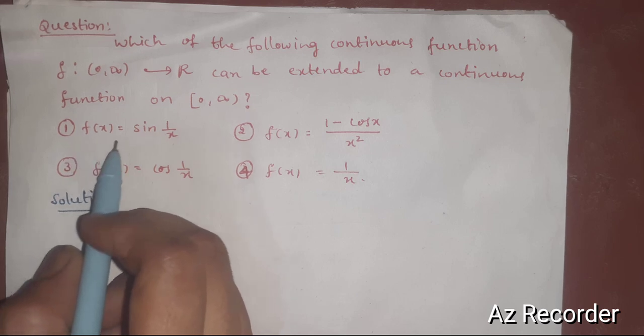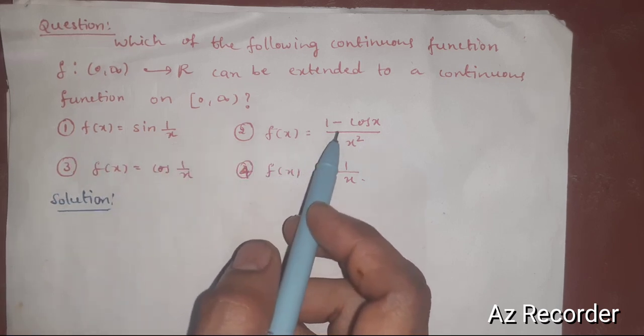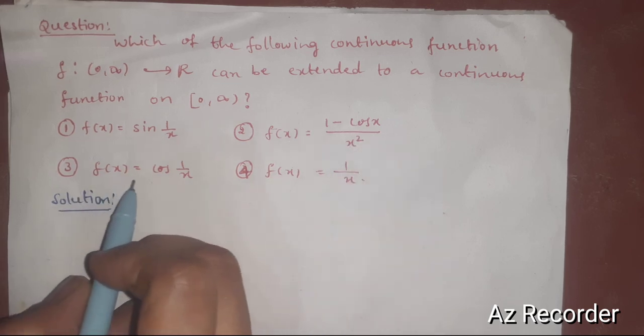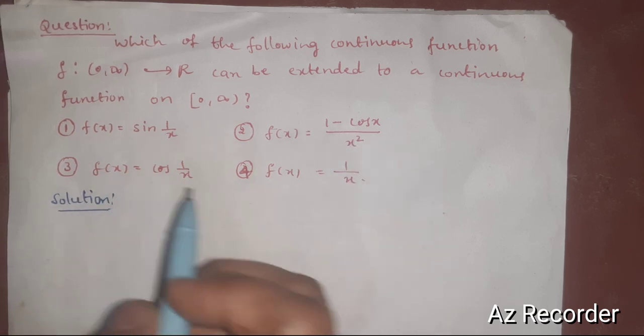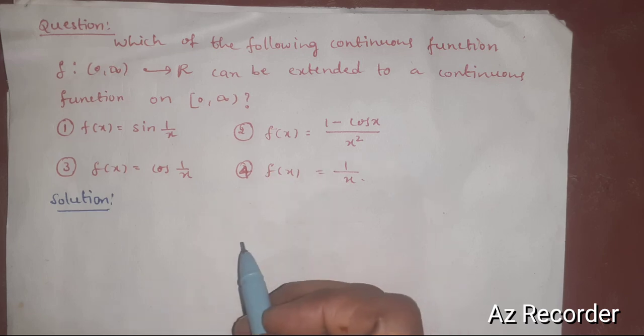Option 1, f of x equal to sine 1 by x. Option 2, f of x equal to 1 minus cos x by x square. Option 3, f of x equal to cos 1 by x. Option 4, f of x equal to 1 by x.